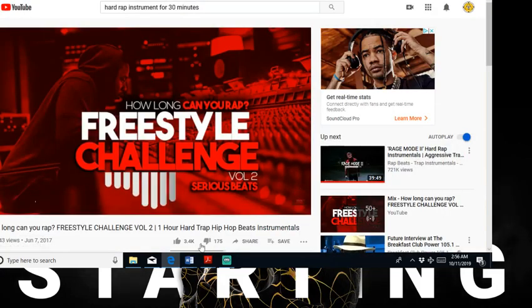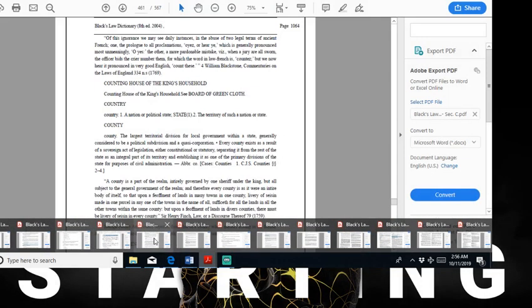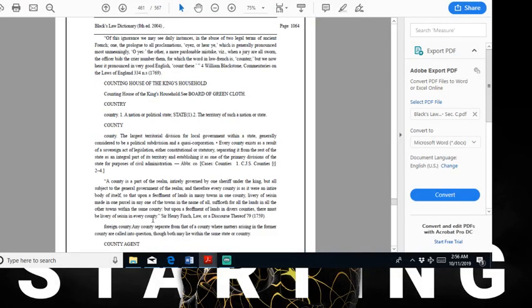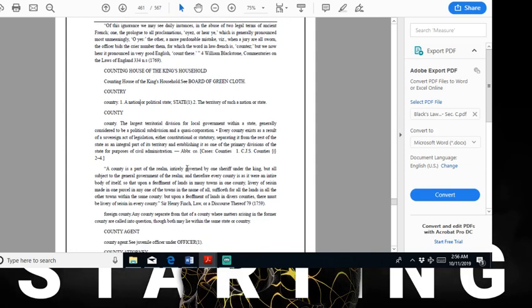We ain't playing no games. Let me show y'all something. Country. Why does everybody think... Let me show y'all something. I'm going down these definitions. A nation, a political state, the territory of such a nation or state.